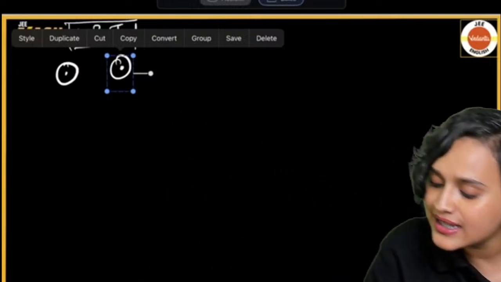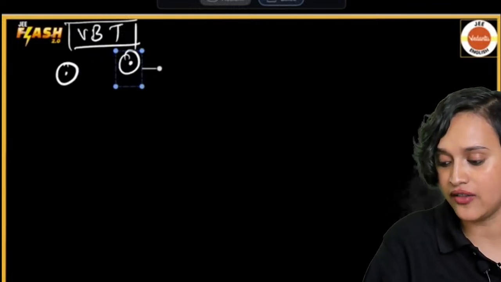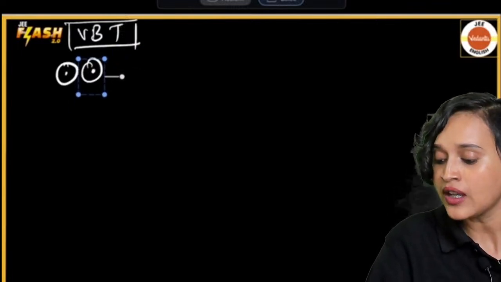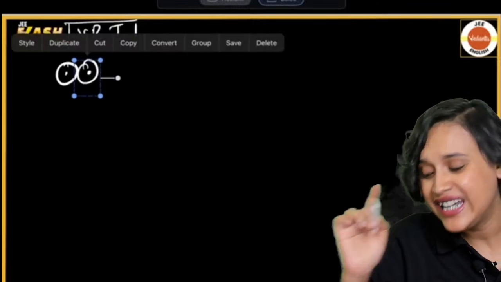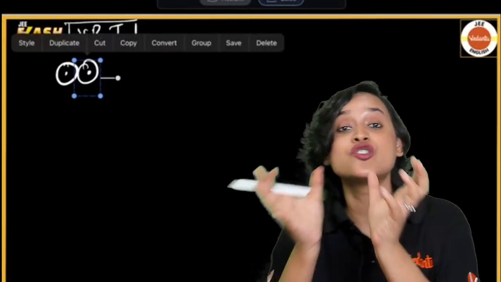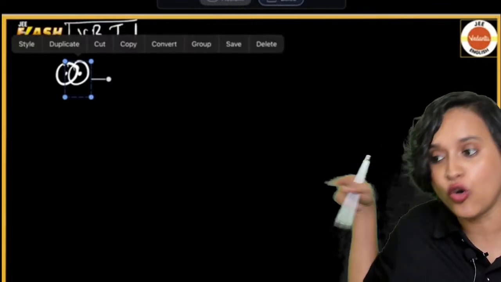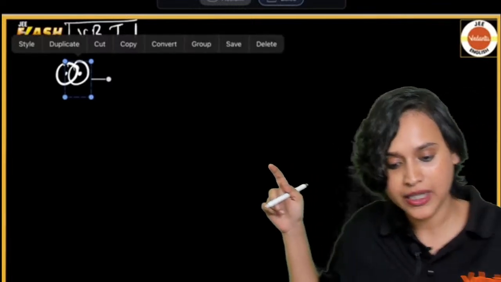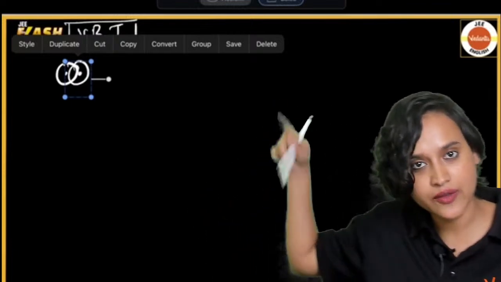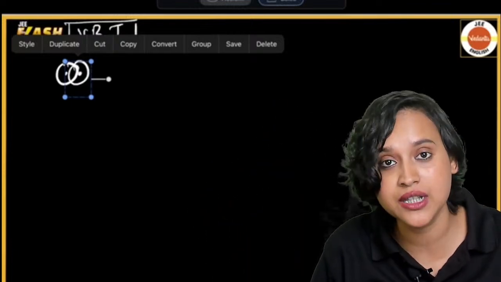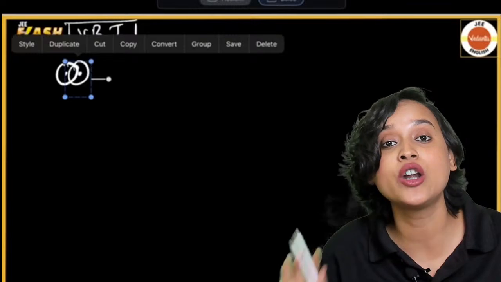There will be bonding. There will be repulsion as well as attraction. So when this atom comes closer, there will definitely be some merging, that is overlapping. This will come like this, so there will be overlapping here. When overlapping happens, you understand that the bond has formed.